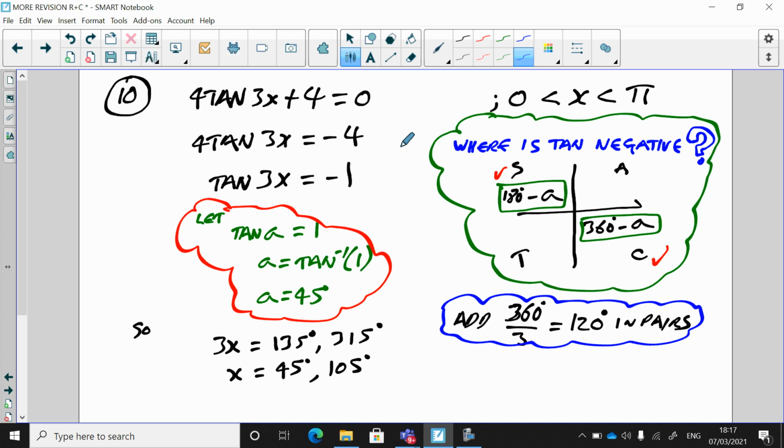Right. So it's 45, 105, and we're adding 120. So I'm going to get 165. Okay. Then 105 add 120, and I'm going to get, what's that, 225. And then 165 add 120 is 285, and finally 225 add 120 is 345.